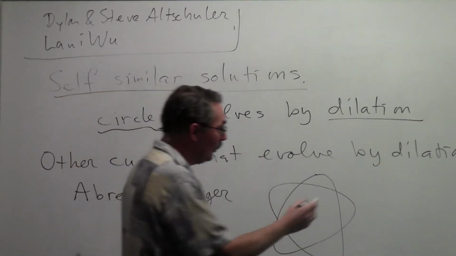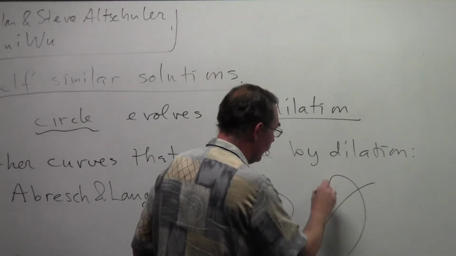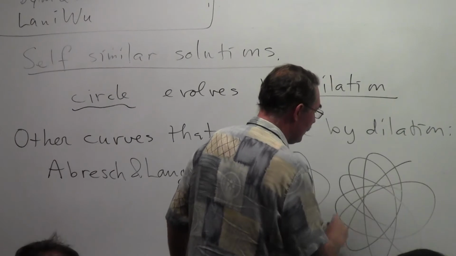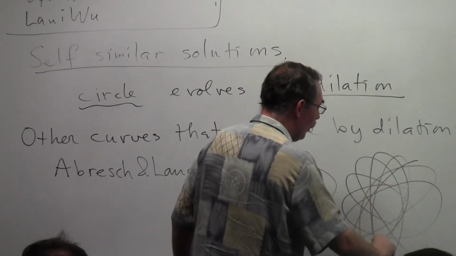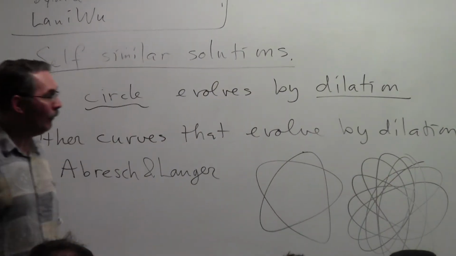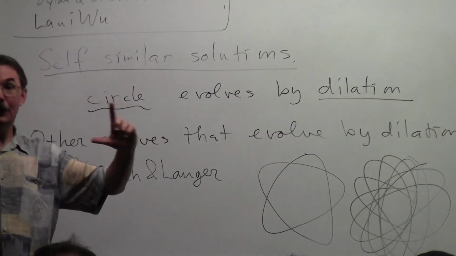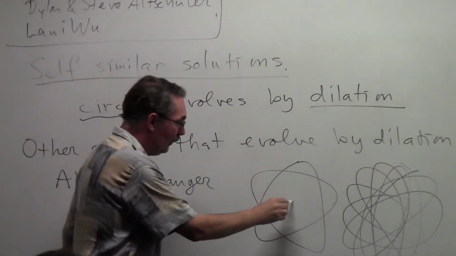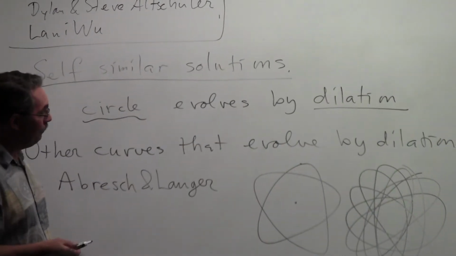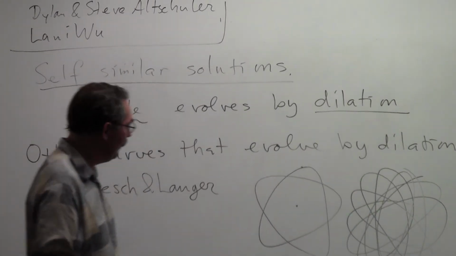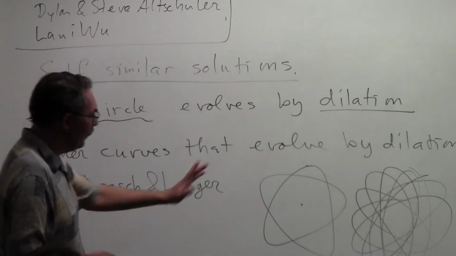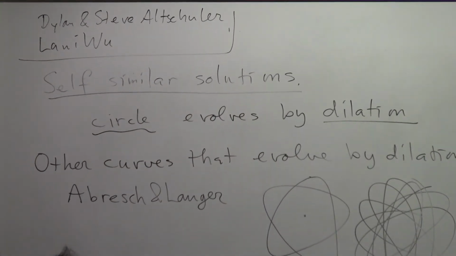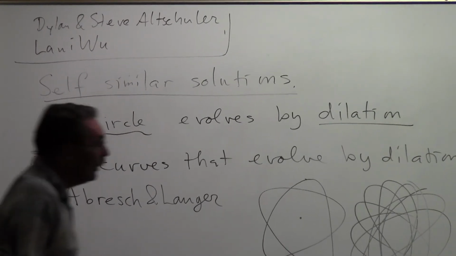And so there are more complicated ones that I won't try to draw. And then there are ones that do something like this, but they don't close up. They never actually close up, but these are curves that, if you let them evolve by curve shortening, will do the same thing as the circle. They don't change their shape, they just shrink to the origin at a particular time. So these are the curves that evolve by dilation.